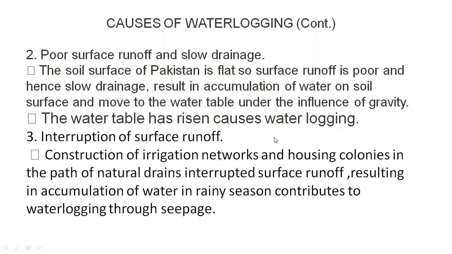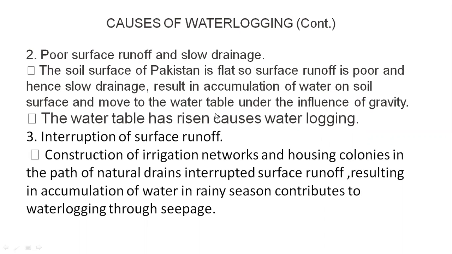Then next, poor surface runoff and slow drainage is the second main reason of waterlogging in Pakistan. The soil surface of Pakistan is flat. Obviously, when there is no tilt, no angle, and more flat area, that would be the place for standing water. So the surface runoff is poor, and hence slow drainage is the main reason for the waterlogging phenomenon. This results in accumulation of water on the soil surface, which moves to the water table under the influence of gravity. When the water table has risen, it causes waterlogging.